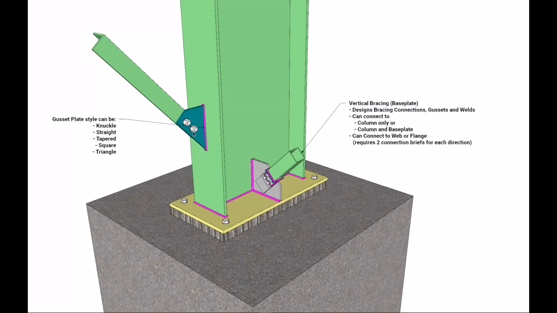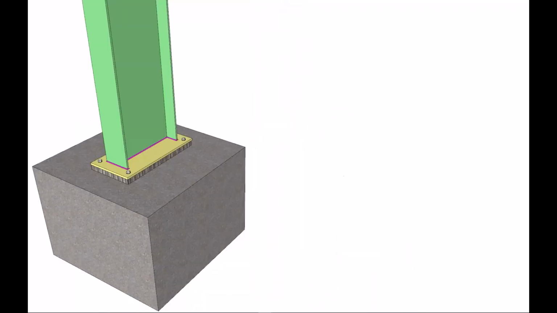So in this case, in the MasterSeries, we will need 2 briefs or 3 if you're including the base plate. And on the left, you can see a knuckle type gusset brace there, but many different styles can be used for these gusset plates, and you can specify straight, tapered, square, or triangle as well. Now on to some moment connections.